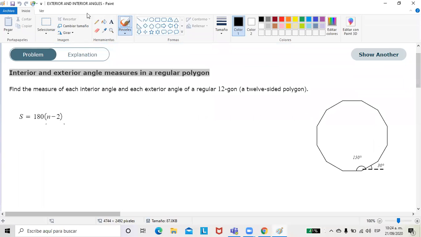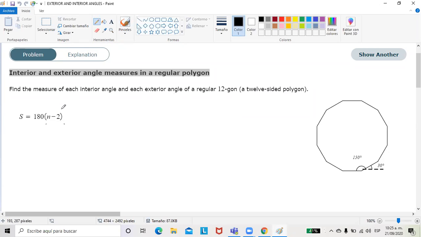So the kind of problems are like this. Find the measure of each interior angle and each exterior angle of a regular 12-gon. A 12-gon is a 12-sided polygon. In Spanish it is dodecágono, but in English it is 12-gon.